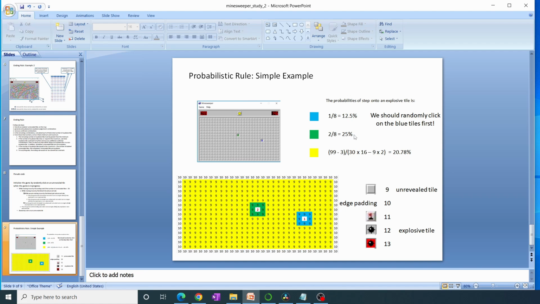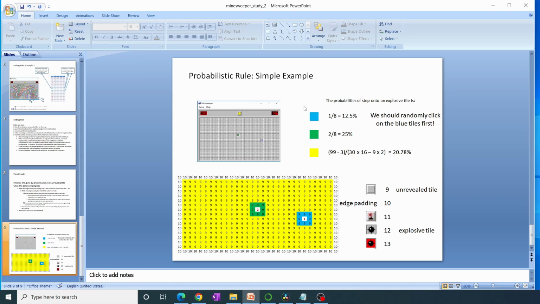So ideally, we want to click where the probability is the lowest possible. So we should randomly click on the blue tiles first. Hopefully, once we click on that, it will expand the map further and provide more information that can be used in the rules that we described before. I didn't implement the probabilistic rule, but I feel that this is not going to be very difficult. Although I didn't implement it, I already have some ideas.